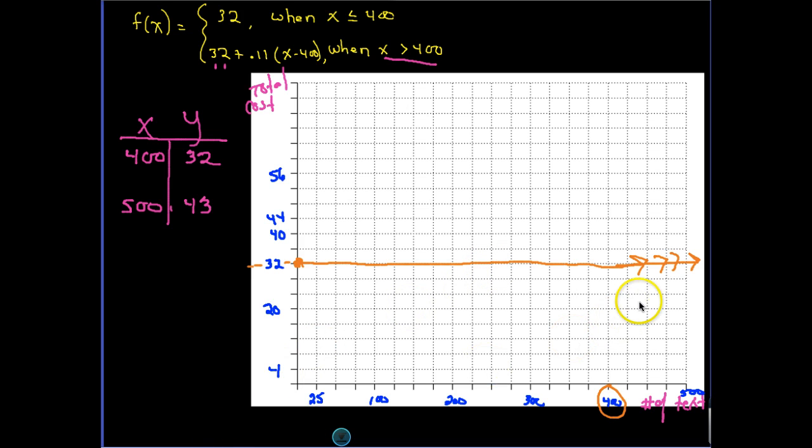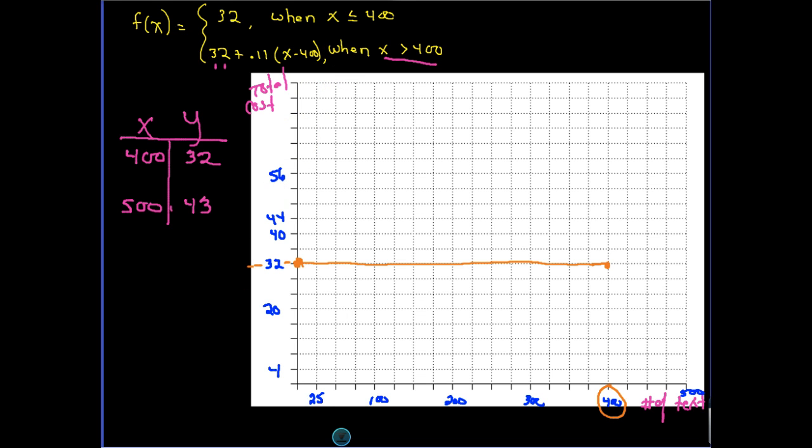So then what I would do is I would erase all of this that's to the right of 400 because I don't want to see that. And since my inequality says less than or equal to, remember that I can put a solid dot here to represent this value. Okay, great. I have now graphed this first one.